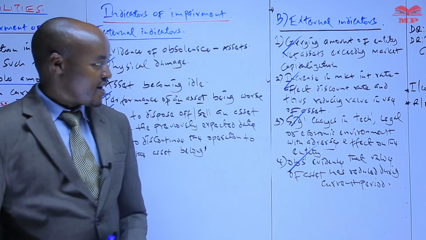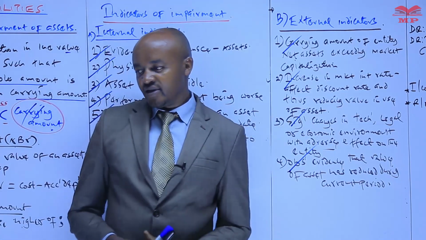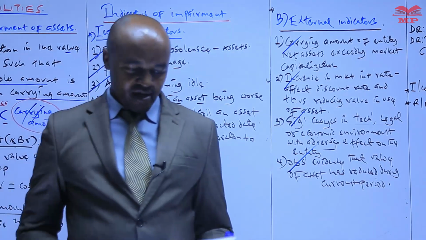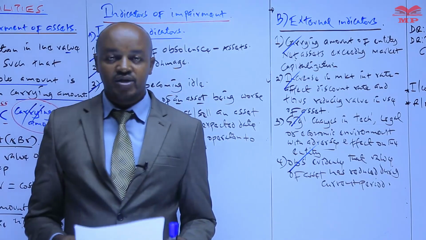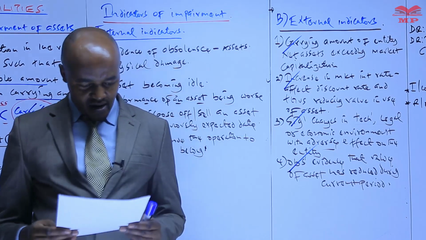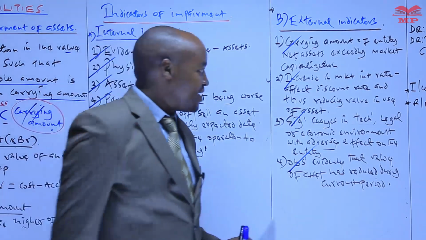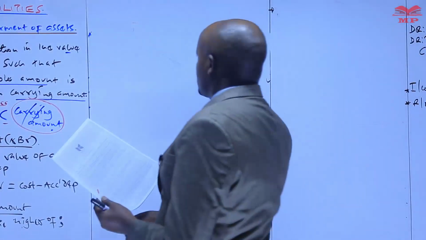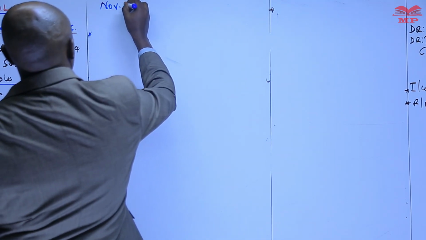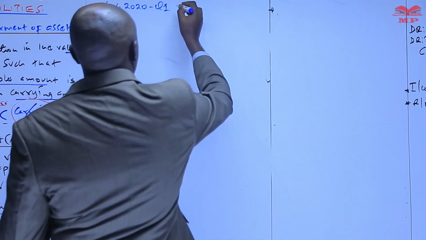So I want us to look at an illustration question as far as the determination of impairment loss is concerned. And this is a question which was tested in the sitting of November 2020, specifically question number 1C. So we go through that question and then we see what was required.